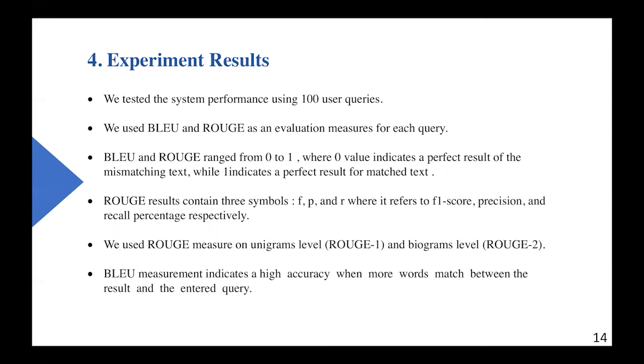Precision is the number of words appearing in both the model or system output and the user query divided by the number of words in the model output. It is always best to compute both recall and precision in ROUGE and then report the F1 score. We also use the ROUGE-1 measure to represent unigram overlap and ROUGE-2 to represent bigram overlap. The ROUGE measurement indicates a high accuracy when more words match between the result and the user query.